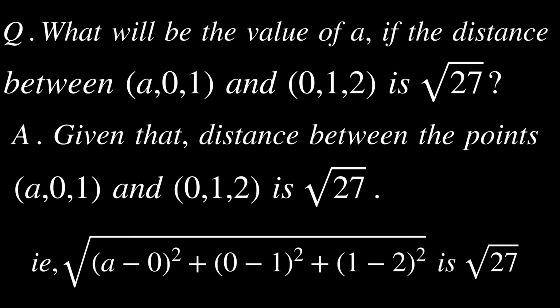Now we will see another one. What will be the value of a if the distance between the points (a, 0, 1) and (0, 1, 2) is root 27?